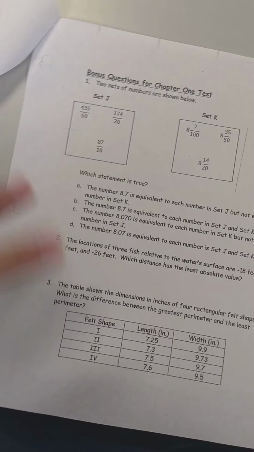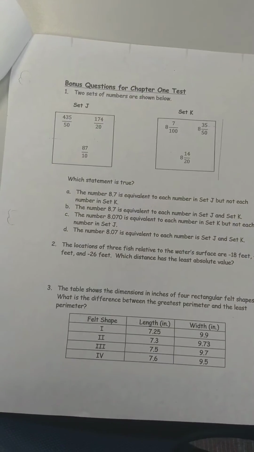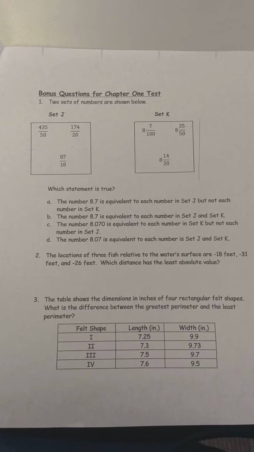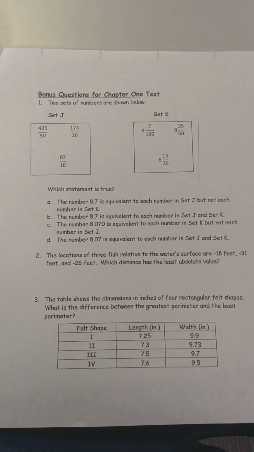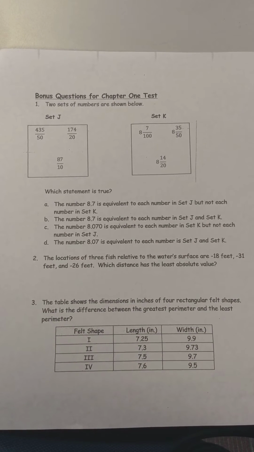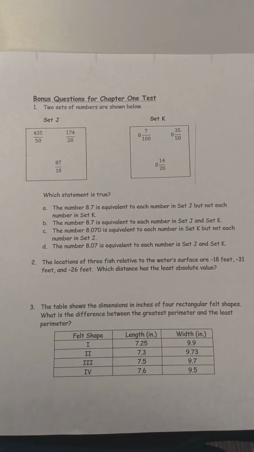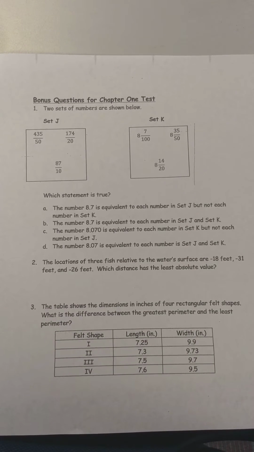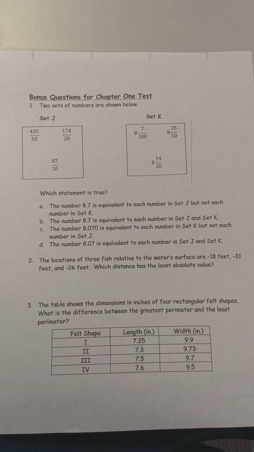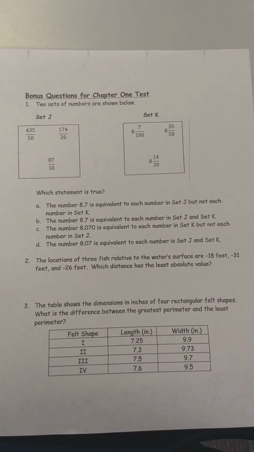Here are your bonus questions. 2 sets of numbers are shown below, set J and set K. Which statement is true? A, the number 8.7 is equivalent to each number in set J, but not each number in set K. B, the number 8.7 is equivalent to each number in set J and set K. C, the number 8.070 is equivalent to each number in set K, but not each number in set J. Or D, the number 8.07 is equivalent to each number in set J and set K.